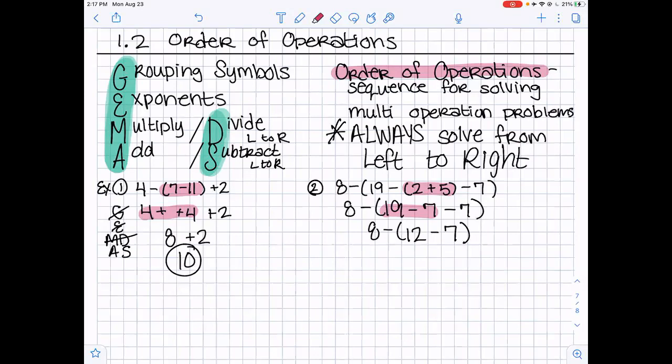What do I do next? 12 minus 7. What's 12 minus 7? 5. So now it's 8 minus 5, which is 3. If you do this correctly, it should make a triangle down to your answer. We're going through the steps in order.